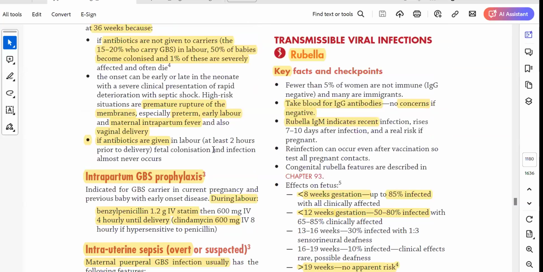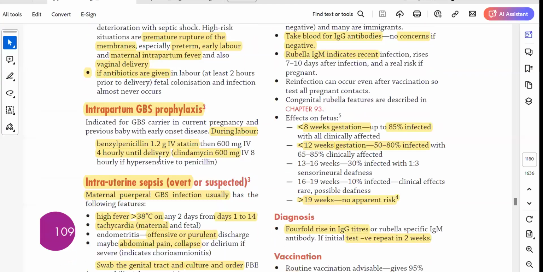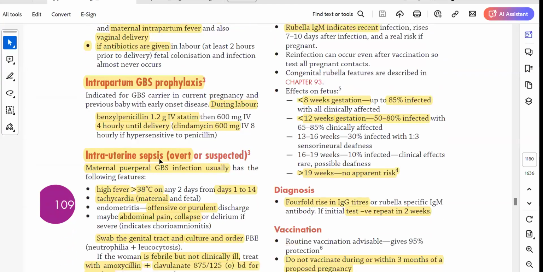And if you give antibiotics during labor in a GBS carrier patient, fetal colonization and infection almost never occurs. That's why we say that if a pregnant patient at 36 weeks, when you do the GBS, is GBS positive, then what would you do? You would give them benzyl penicillin IV, first 1.2 gram and followed by 600 milligram every 4 hourly until delivery.